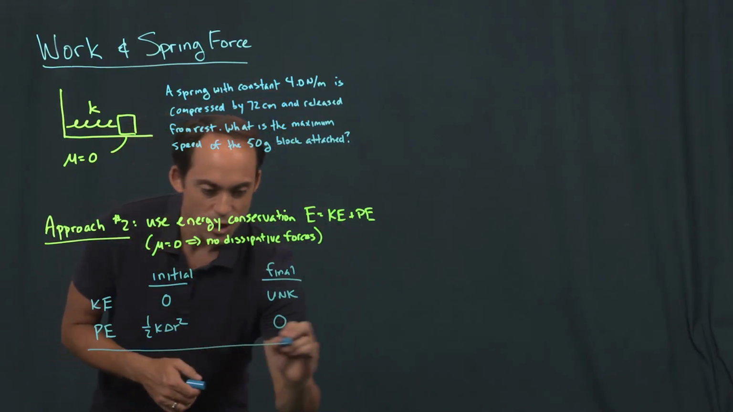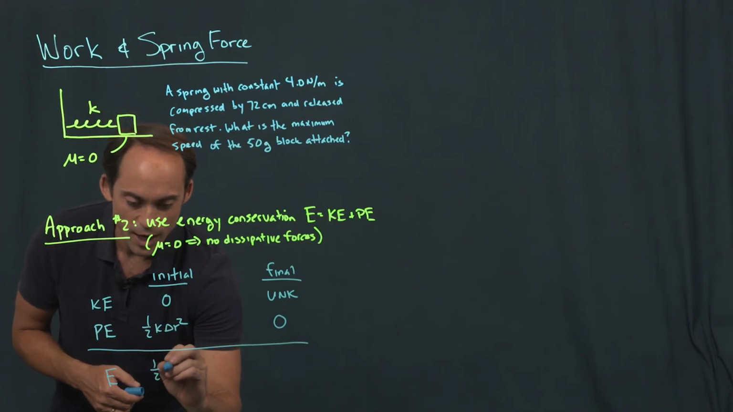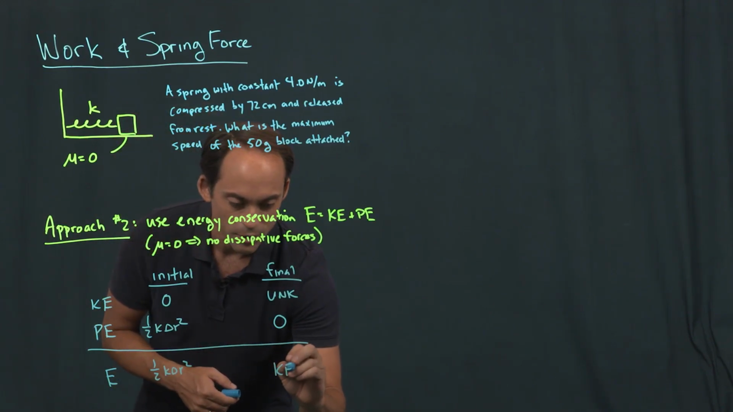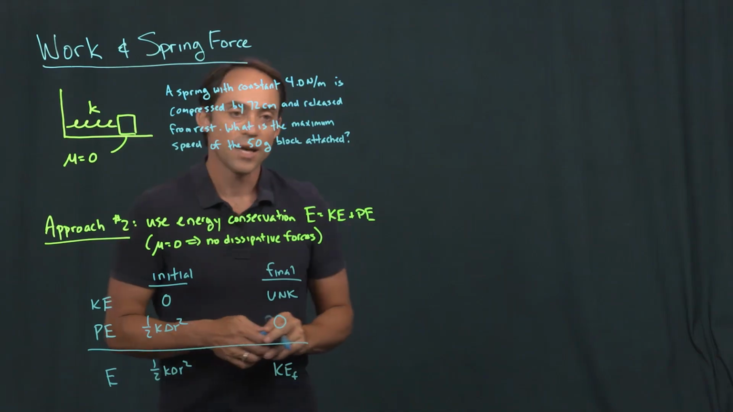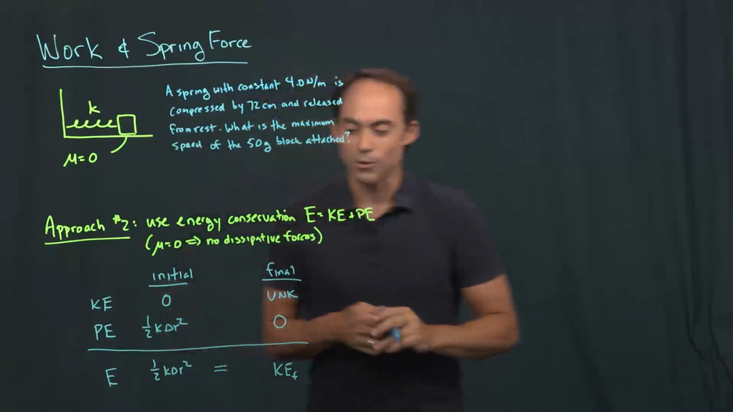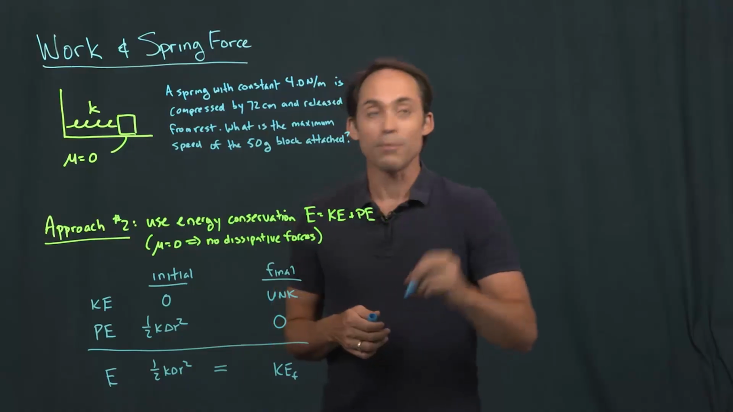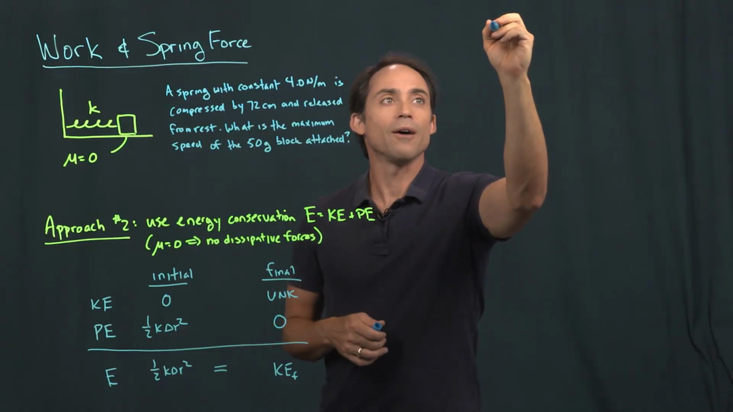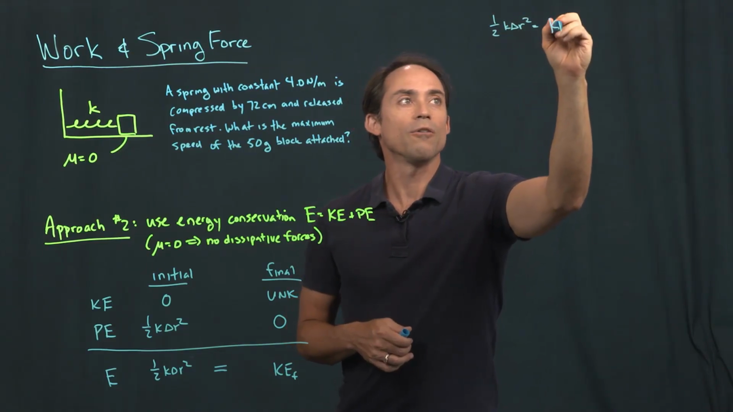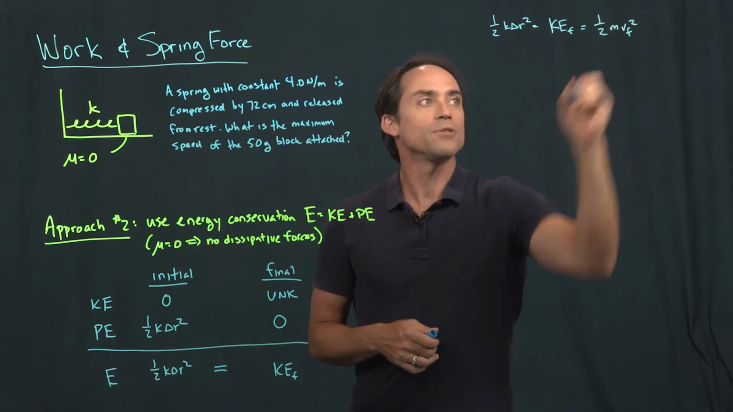All right, now we can just add these numbers together to get the total energy. So that's 1/2 k delta r squared on this term, and our unknown final kinetic energy. And because we have no dissipative forces, we can just set these two terms equal to each other, and now we can go about solving the problem. Okay, so if we bring back this expression up here, we've got 1/2 k delta r squared is equal to our final kinetic energy, and that's equal to our 1/2 m vf squared.